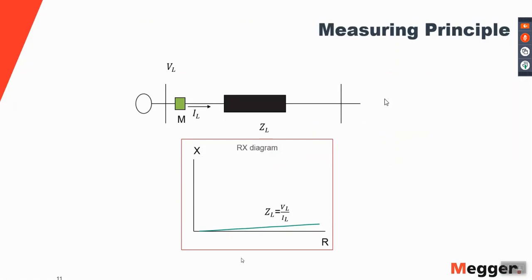So if we have a system that's working in proper conditions, and we have a measurement point here, we can say that the apparent impedance as seen from this point will have a characteristic like this, where it will be very close to the resistive axis of the R-X diagram. What this means is that we have a high power factor, which means that the system is operating properly. You have a lot of power circulating through the line.